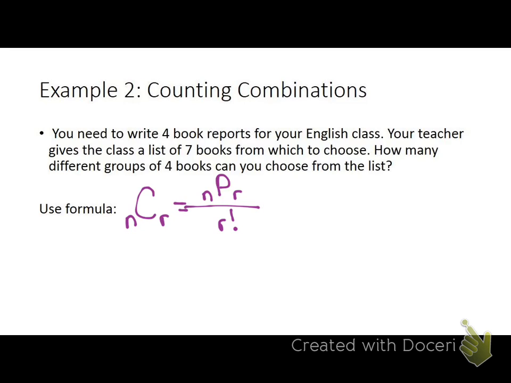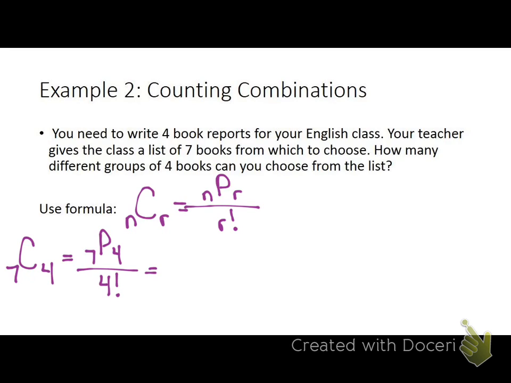So here's how those substitutions are going to look. How many books did it say were in the list? 7 books in the list. That's my total. And how many books did they say we had to read? 4. So that equals a permutation of 7 and 4 divided by, remember, my targeted amount, and how many did I have to read? 4. So a factorial of 4.